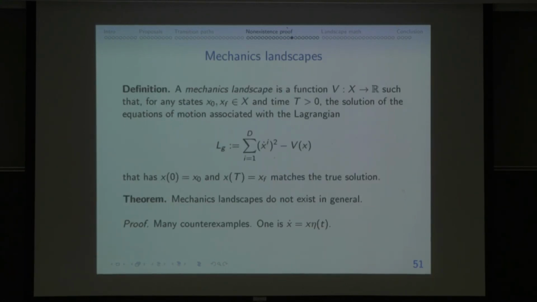Can I literally think of this as a potential in the sense of classical mechanics? And the answer is, if you define this and you say you want the solution to this Lagrangian to be the same as the one we know is correct, you can't do it in general. And again, there's many examples. Similar to the last one, it has to do with the fact that our Lagrangian can have more possible behaviors than this one allows for. So that doesn't work. So we need something else.